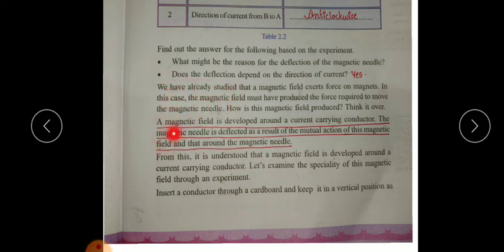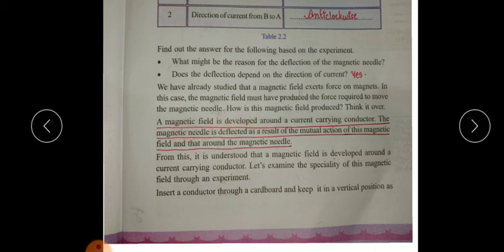So this is very important. Underline this. A magnetic field is developed around a current carrying conductor. The magnetic needle is deflected as a result of the mutual action of this magnetic field and the magnetic field around the magnetic needle. So this is the conclusion obtained from the experiment that Hans Christian Ørsted did.